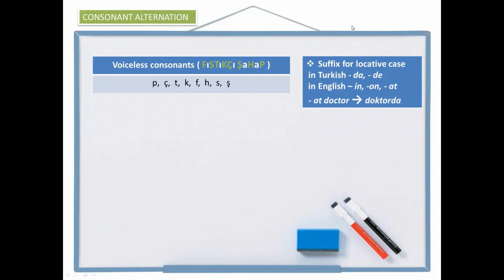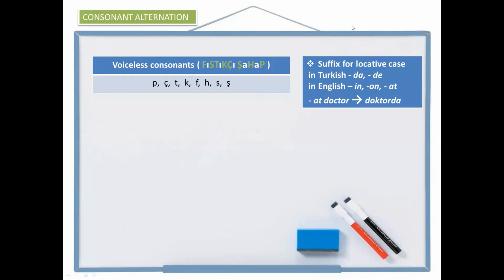This time we have 8 consonants which are called voiceless consonants, and you can see them in the noun phrase fıstıkçı Şahap. Why do we call them voiceless consonants? Because while we are articulating these consonants, we don't use our vocal cords. There is no vibration in the throat, we just use our mouth.